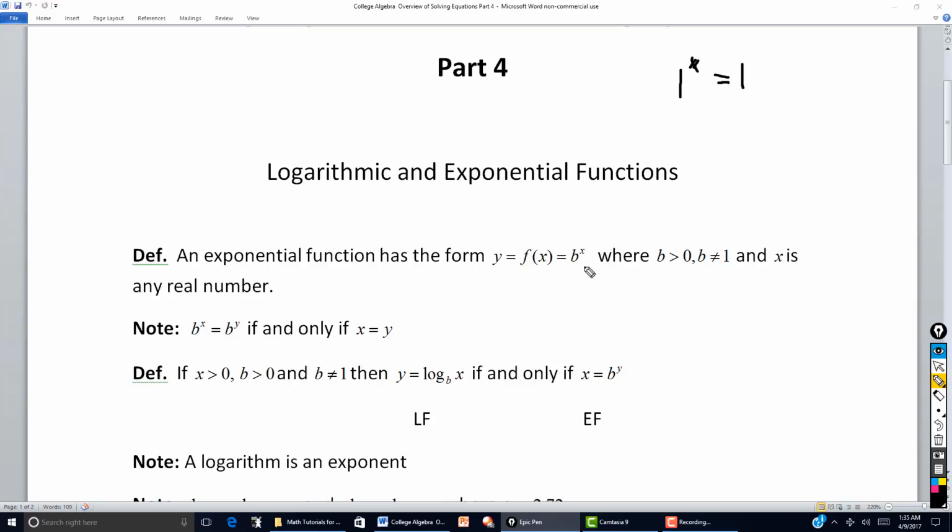And of course, we don't want b to be negative, because then if we have a negative number taken to say a fractional power like 1/2 or 1/4, then we're going to have an imaginary value. Okay, so you want to avoid those. So that's why we have these conditions.